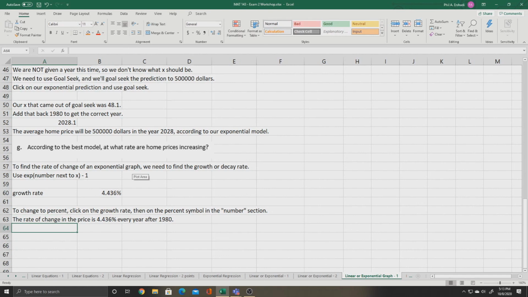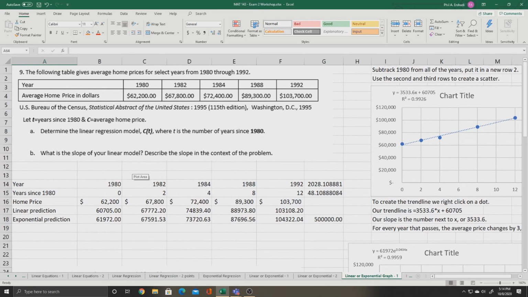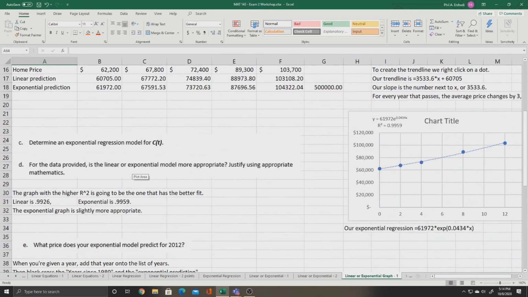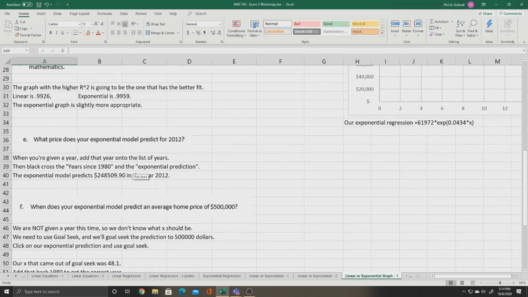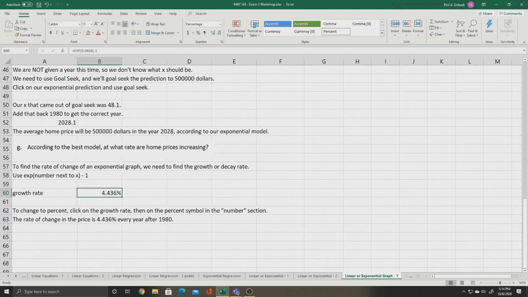So all right, that's a lot of things we did in this question. We got the linear regression model, we got an exponential regression model, we made a prediction when we were given a year, we made another prediction given a price, and then we found the growth rate in the exponential model.